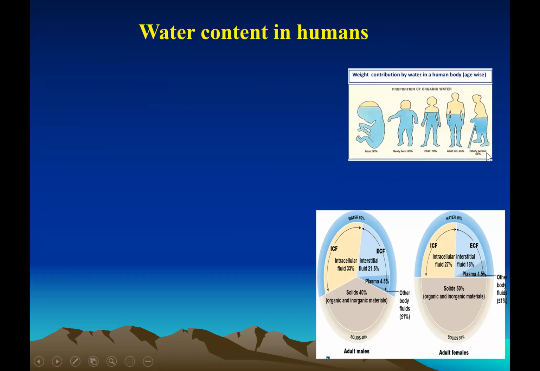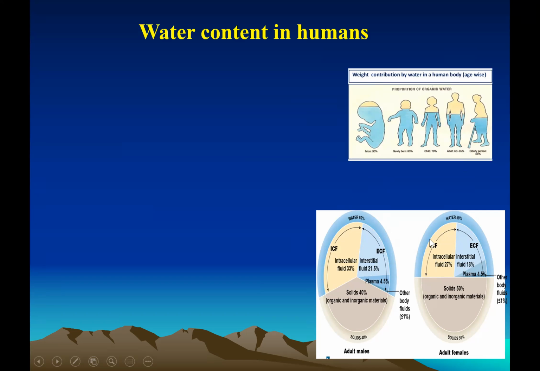And you can see that the water content changes. Isn't it so interesting? Infants are about 80% water, children 70% water, adults are about 60 to 65% water. And with old age, the elderly are only about 50 to 55% water. So these are the changes in water content of the human body. For an adult, 60% of your body is water. And it also differs between male and female.